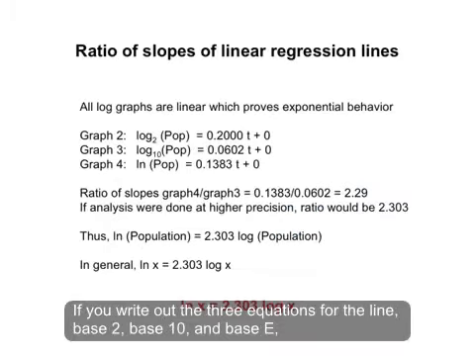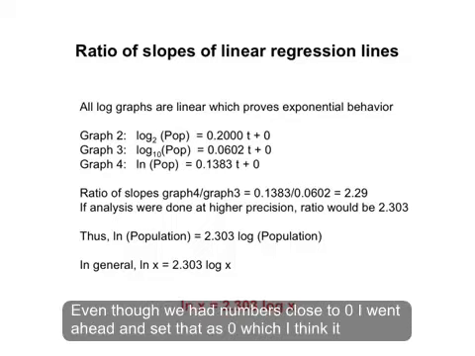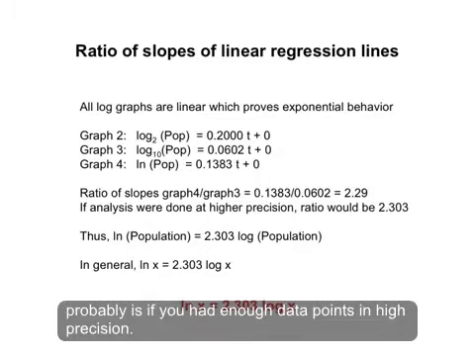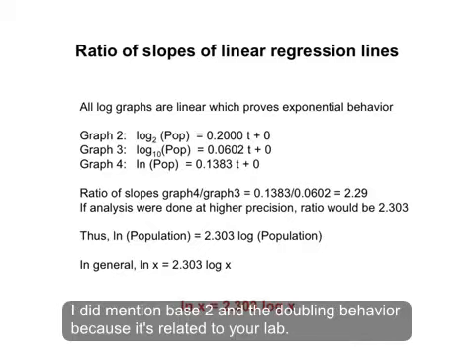All right, so if you write out the three equations for the line, base 2, base 10, and base e, where ln stands for log base e, you see the linear relationship, and even though we had numbers that were close to 0, I went ahead and set them equal to 0, which I think it probably is. If you had enough data points and high precision, you'd see that in all three cases the time and log axis points go to 0, extrapolate to 0.